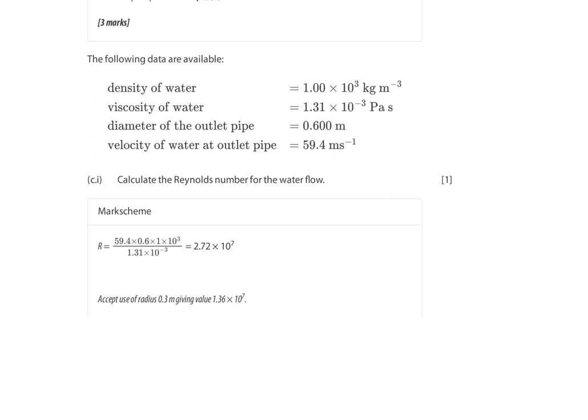All right, so let's calculate the Reynolds number. Okay, Reynolds number, R, is velocity times radius times density. This is all of the fluid: radius of the pipe, speed and density of the fluid, over the viscosity of the fluid. So we put the numbers in.